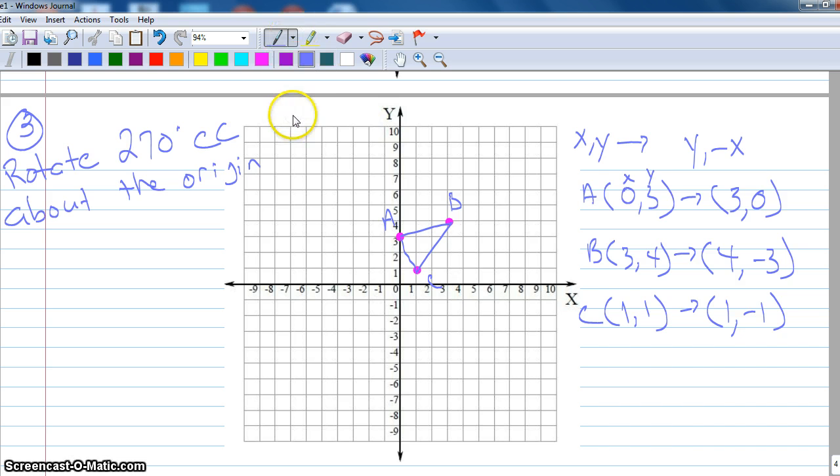Plot the new points. 3, 0. 4 down 3. And 1 down 1. And then we'll label the points and connect them. That's A prime, C prime, and B prime.